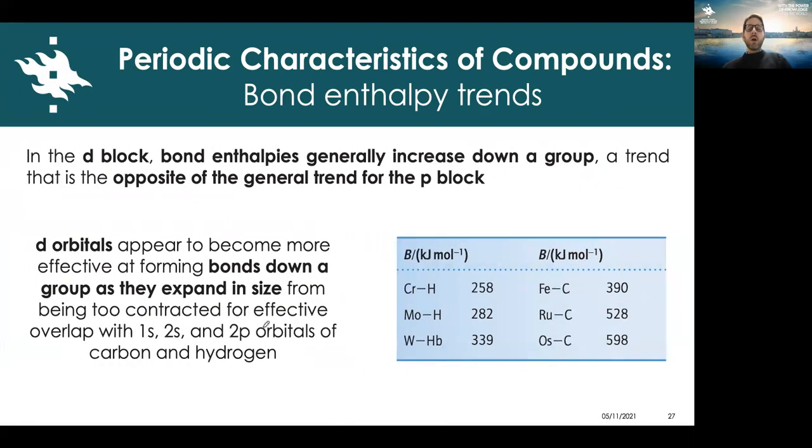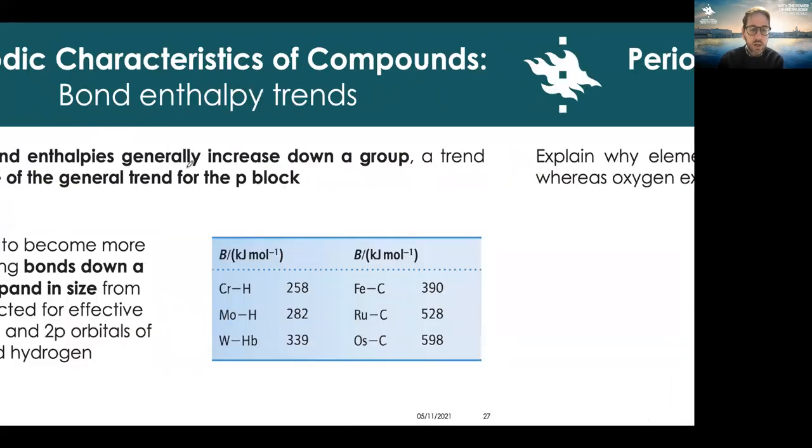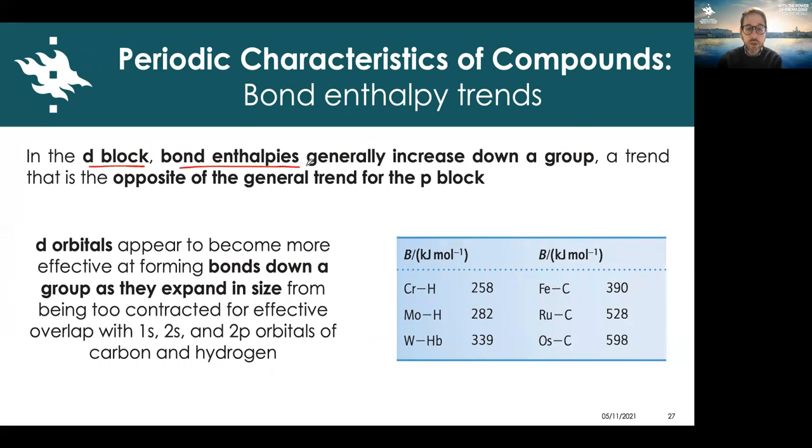Okay, so when we go to the D block now, so we were talking about the P block, and now we are going to talk about the D block. So in the D block, the trends in bond enthalpy are a little different. The bond enthalpies generally increase down a group. So instead of decreasing, now in the D block, bond enthalpies increase down a group, which is the opposite to what we just discussed for the P block.